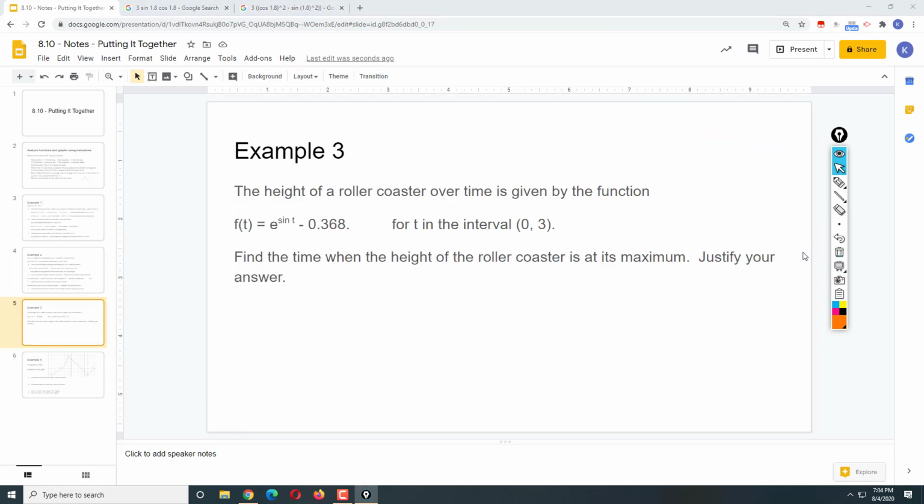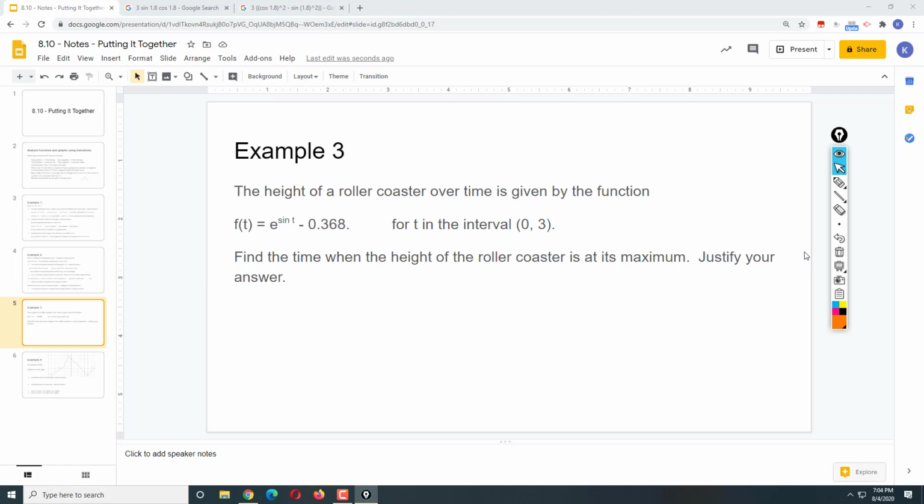Example 3. The height of a roller coaster over time is given by the function f of t is equal to e to the sine t power minus 0.368 for t in the open interval 0, 3.